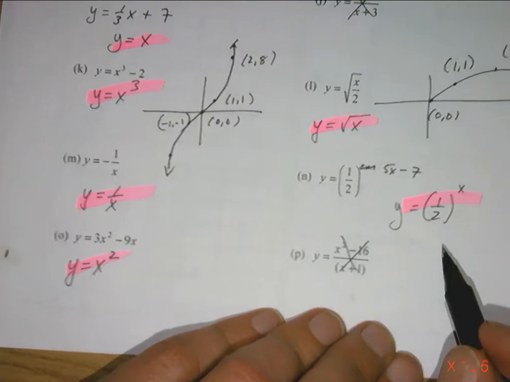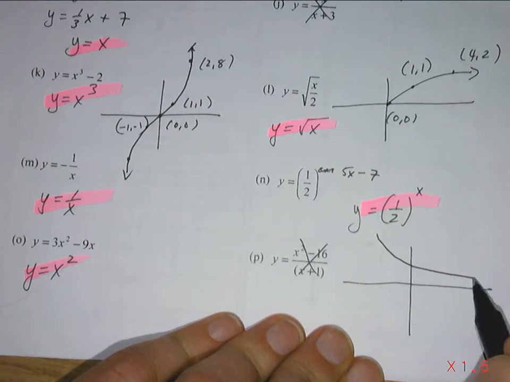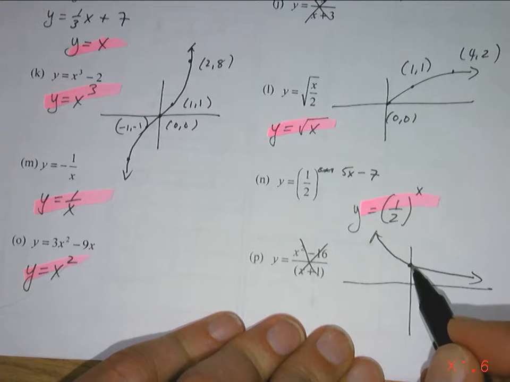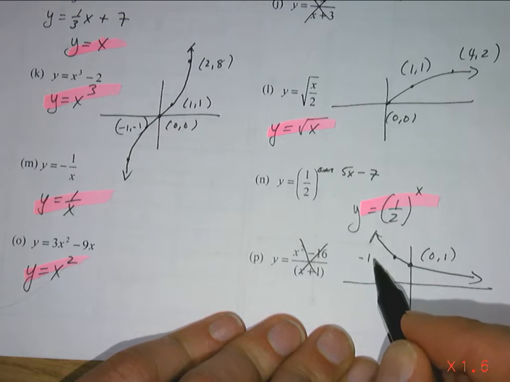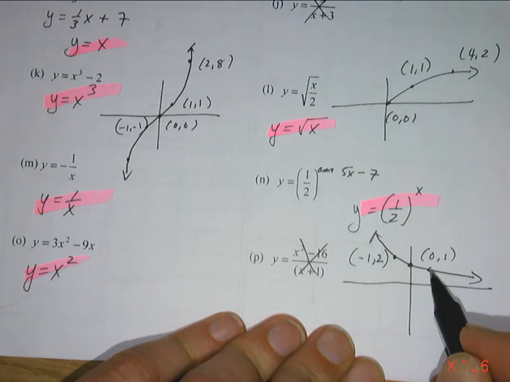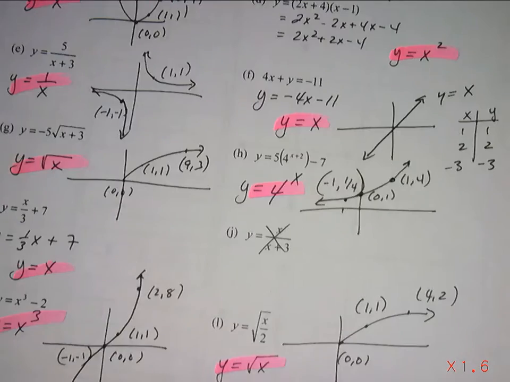1/2 to the x. Hey, this one's new. That's a decreasing function. I still know it goes through 0, 1. The difference is at -1, it's 2, and at 1, it's 1/2. And all the rest you've seen before. So that's that page done. There you go.